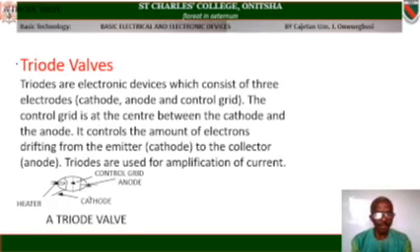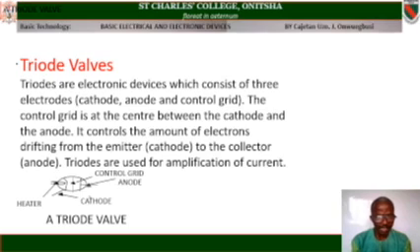Triode valves. Triodes are electronic devices which consist of three electrodes. The three electrodes are cathode, anode, and control grid. The third electrode, which is control grid, is at the center between the cathode and the anode. The control grid controls the amount of electrons drifting from the emitter, that is the cathode, to the collector, the anode. Triodes are used for amplification of current.